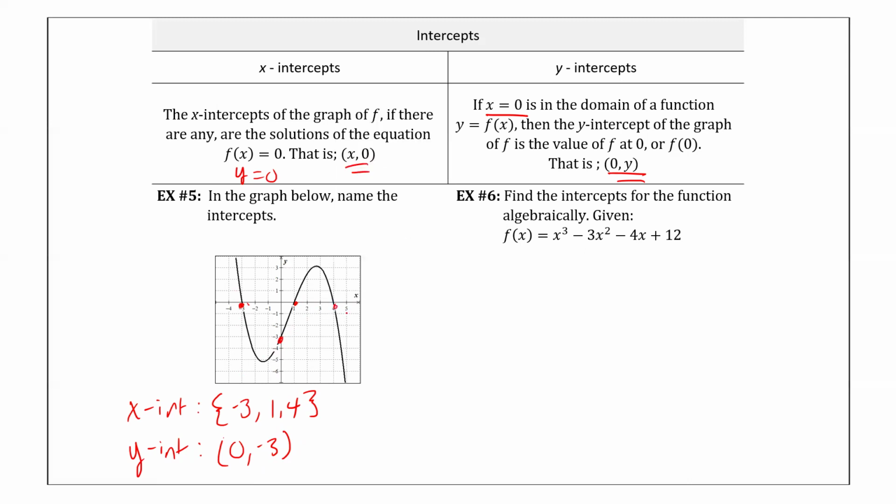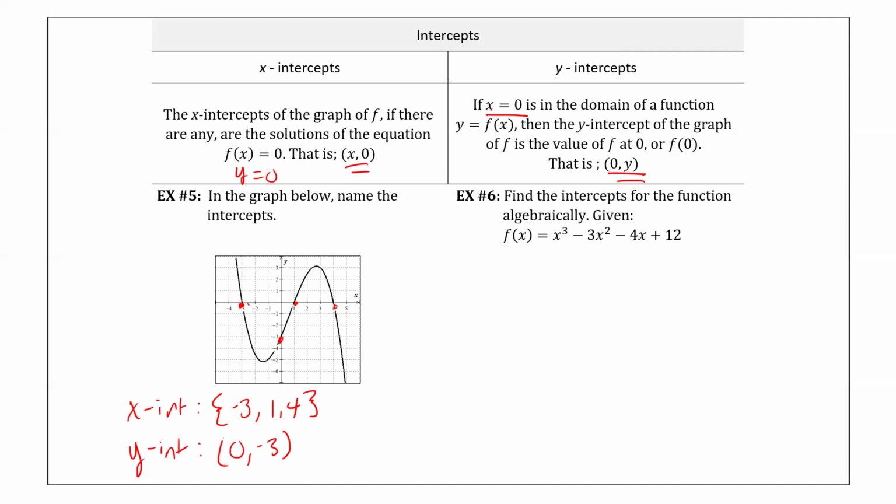Now, let's talk about it algebraically. I knew we would do great graphically, but let's algebraically calculate our x and y intercept, okay? We'll do, which one first? Let's do x-intercepts first. So x-intercept is, no, let's do y first.